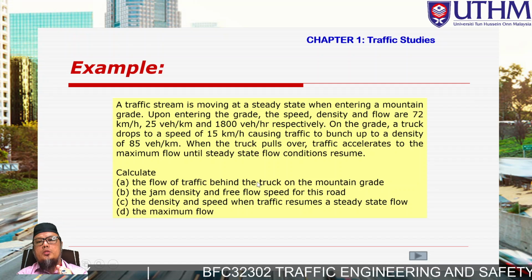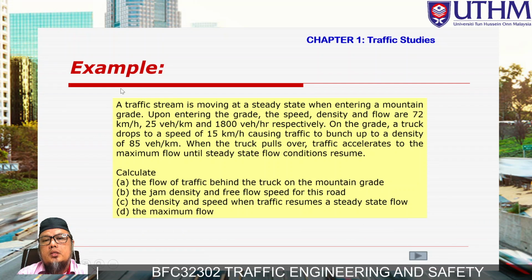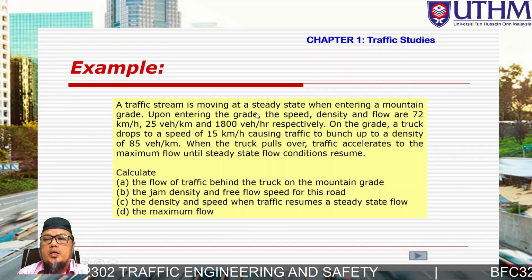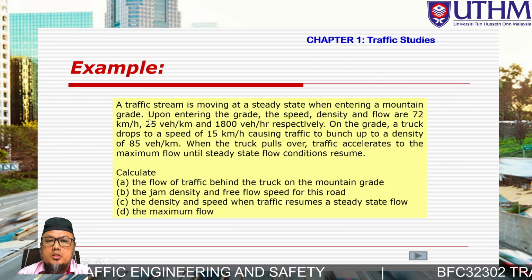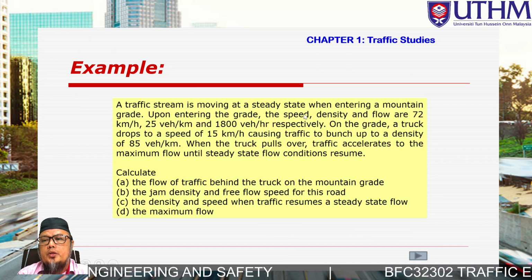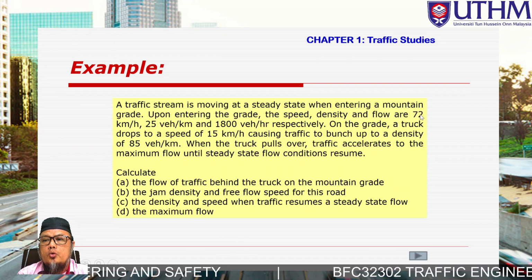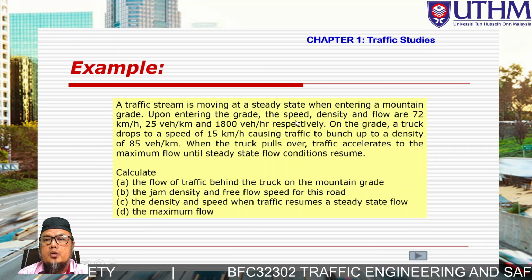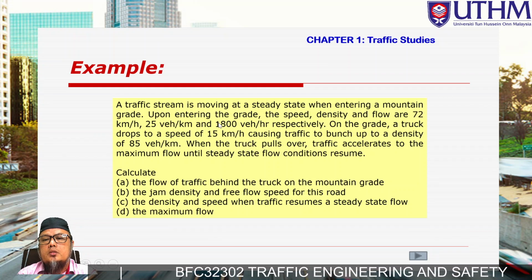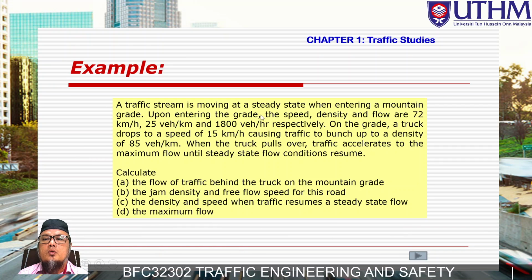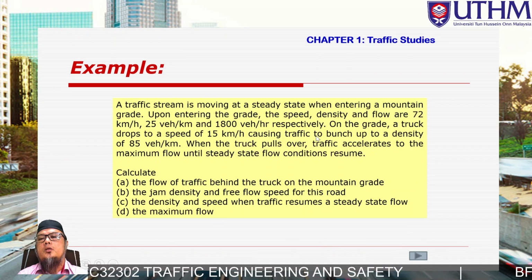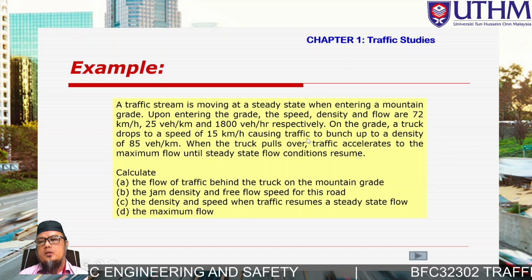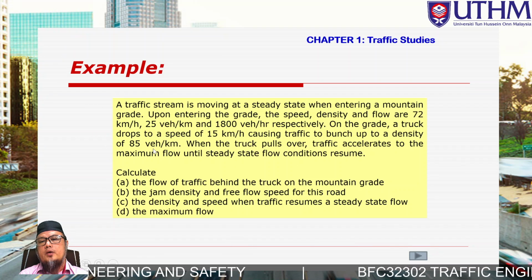Okay, now we move into this particular exercise. Just read this question. A traffic stream is moving at steady state when entering a mountain grade. Upon entering the grade, the speed, density, and flow are 72 km per hour, this is for speed, 25 vehicles per kilometer, this is for density, and the flow is 1,800 respectively. Okay, we have these three parameter values. On the grade, a truck drops speed to 15 km per hour, causing traffic to bunch up to a density of 85 vehicles per kilometer.